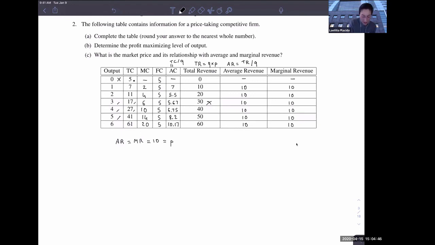Okay, so we have answer C, we have answer A. We still have to answer B. Let me check. Oh yeah, no, I'm not done with this.